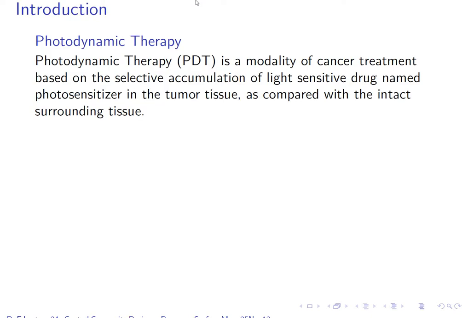So it's a little bit of background. We're talking about photodynamic therapy. It's a way of treating cancer. We're using a drug called a photosensitizer, and the photosensitizer that's used targets a specific cell type or a cell line that's in the tumor, and that's differentiated from the surrounding tissue. So you inject the light-sensitive drug and then expose them to radiation.